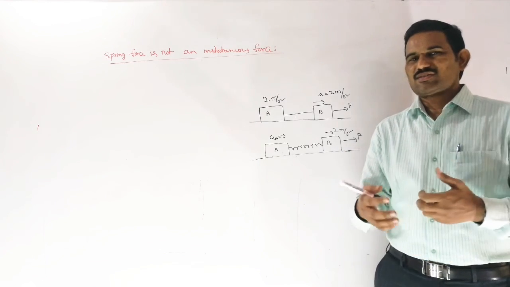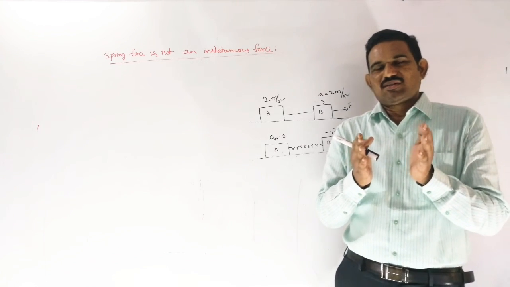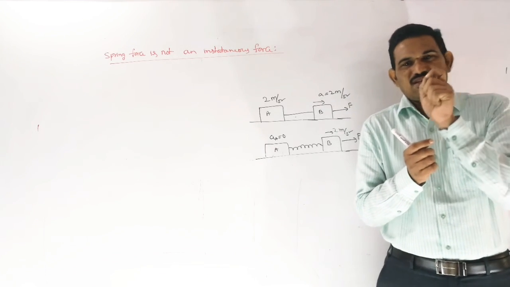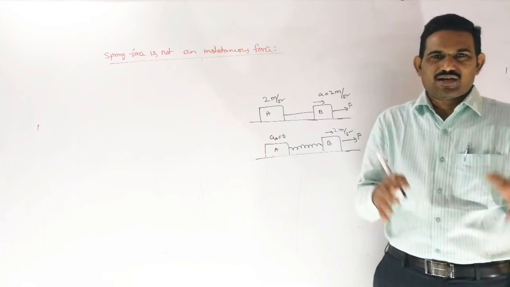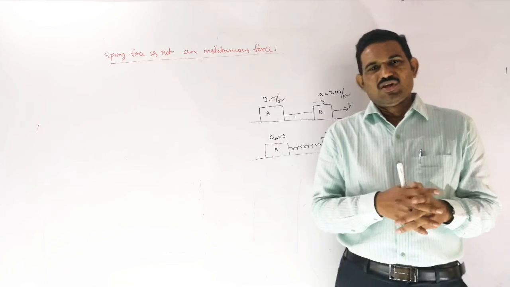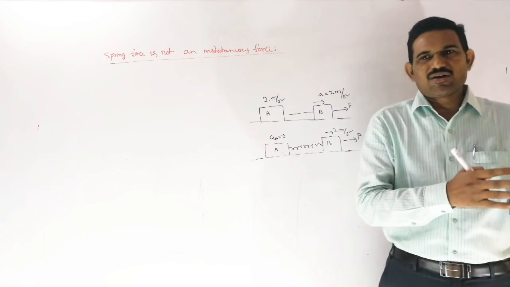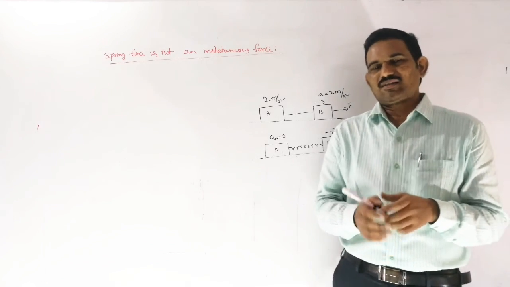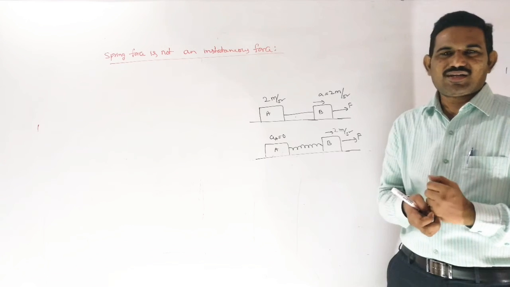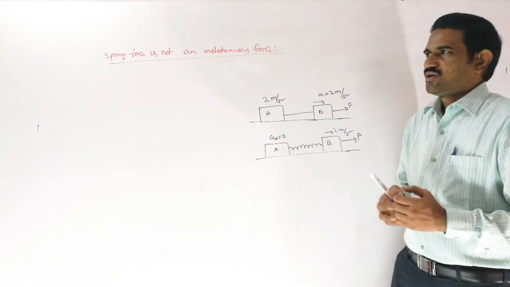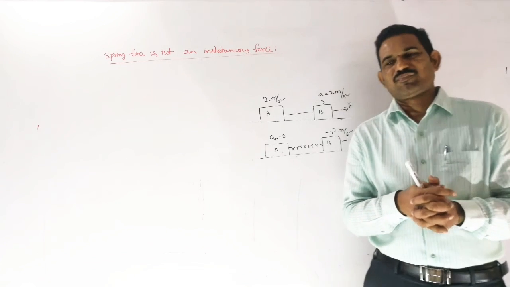So why it is not instantaneous means there is a reason here. Any changes taking place in the spring force means there must be changes taking place in the length of the spring. So either compression or elongation of the spring may change, so then the spring force will change. Changing compression or elongation will take some time, and so we are saying that it is not an instantaneous force. Whereas the tension in the string is an instantaneous force here.